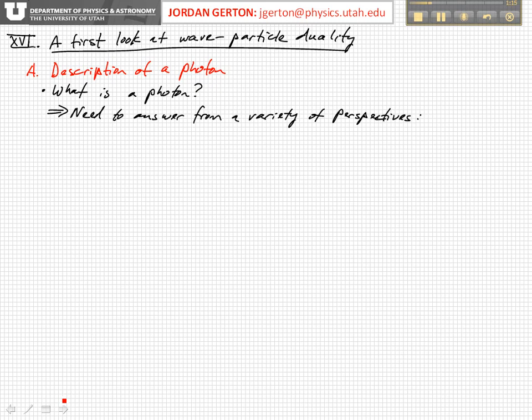I guess really the question that we're trying to answer in this lecture is, what is a photon? What is this quanta of light that we've been discussing? If we ask that of pretty much anything, the answer actually gets more complicated than we might at first imagine. For example, if we asked, what is a tree? The answer that you would get would likely depend on who you asked.